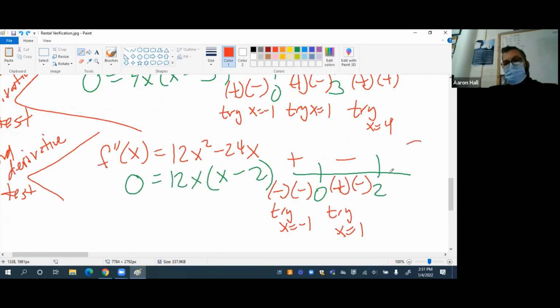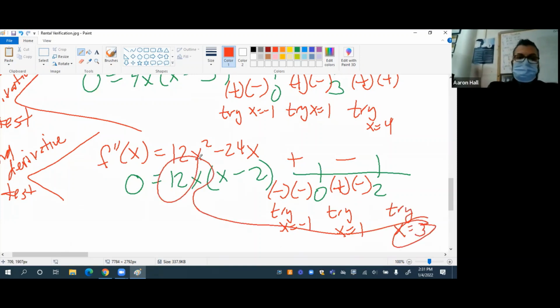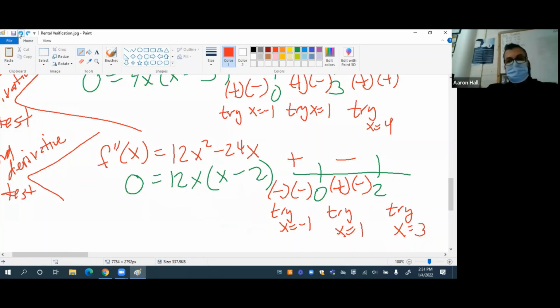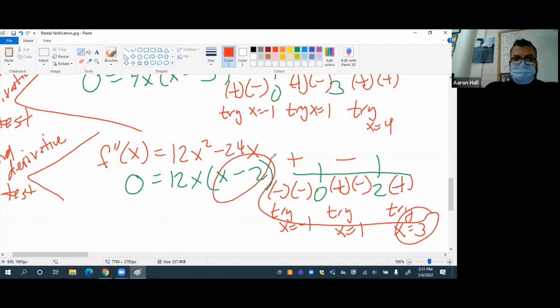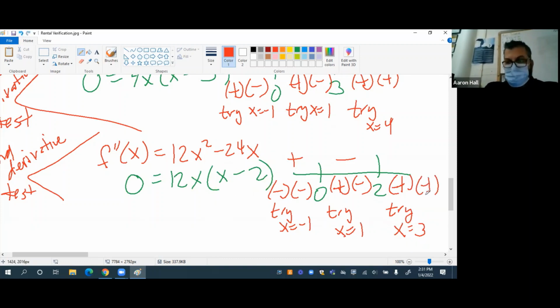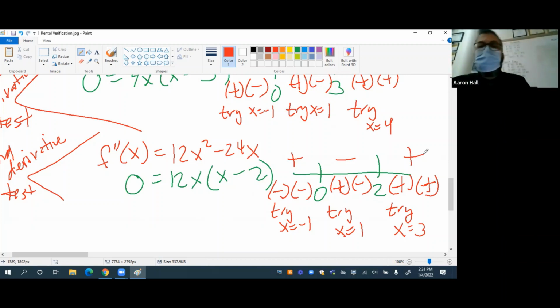Okay, what about over here? Try what? X equals 3. When I plug in x equals 3 over here, what is that? Positive. And if I plug it in on the other side? Positive. What's a positive times a positive? A positive. So we know we have an inflection point at x equals 0 and 2.